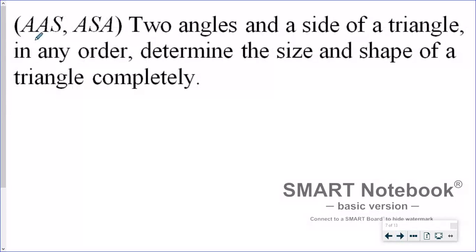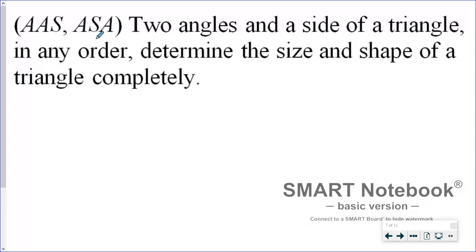Okay, so angle, angle, side, and angle, side, angle, which we call AAS and ASA. Two angles and a side of a triangle in any order determine the size and shape of a triangle completely. These were two of the cases that you would have been allowed to use in proving triangles congruent in geometry. Do we all remember proving triangles congruent in geometry? These were two of the ones that we were allowed to use.